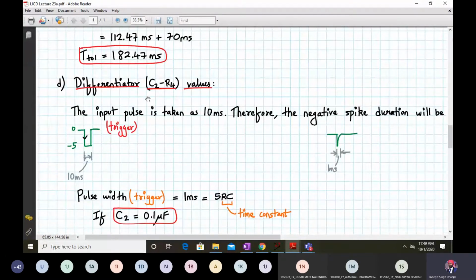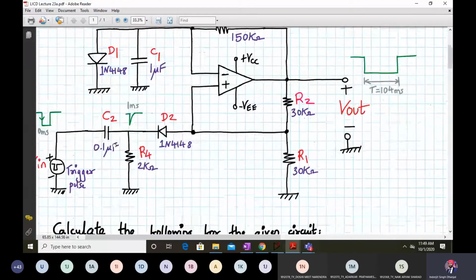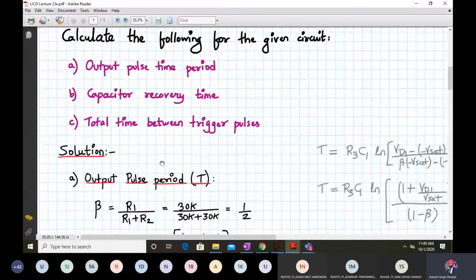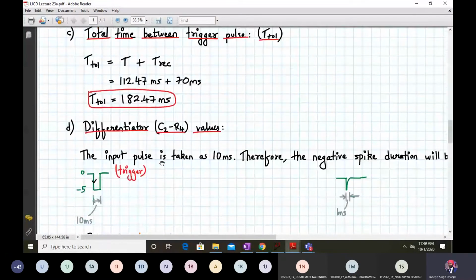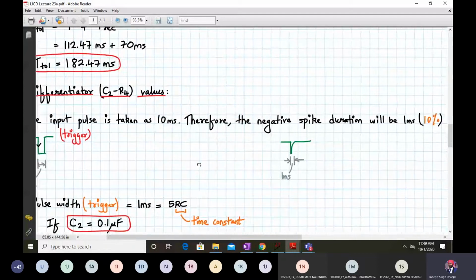Now the differentiator. I already told you we have a passive differentiator consisting of C2 and R4 over here. So how do we select these values of C2 and R4? We'll go down and check it out. The input pulse is taken as 10 millivolts peak. So this pulse over here is 10 millivolts and its amplitude is 0 to -5. So this is a negative going pulse.